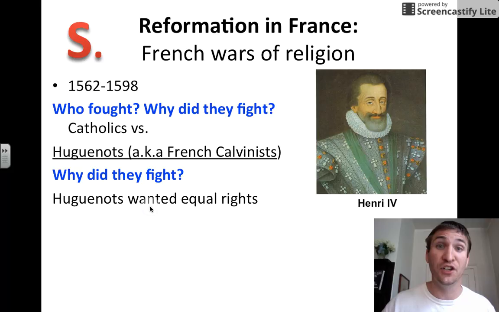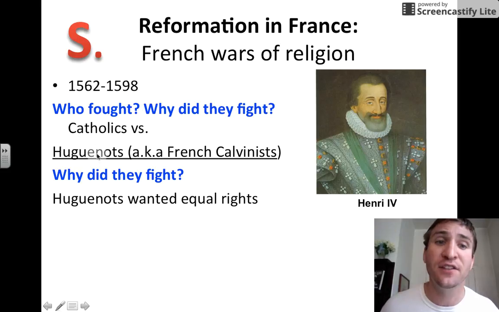Another religious war during the Reformation was the French Wars of Religion from 1562 to 1598. Who fought? The Catholics and the Huguenots, those in France who supported John Calvin. Why did they fight? Well, the Huguenots wanted equal rights. And there's the leader of France at the time, Henri IV.